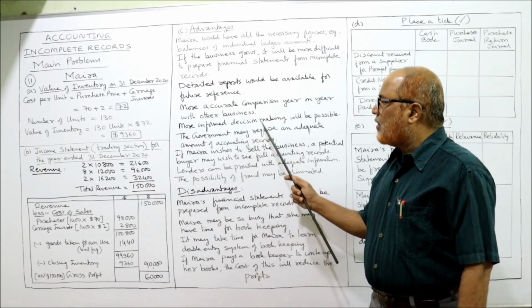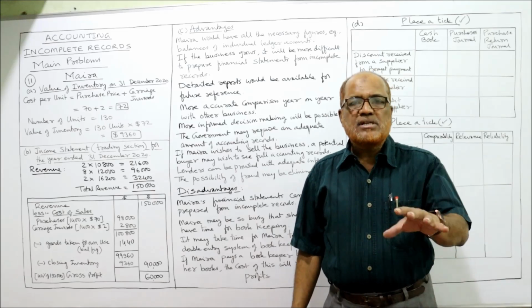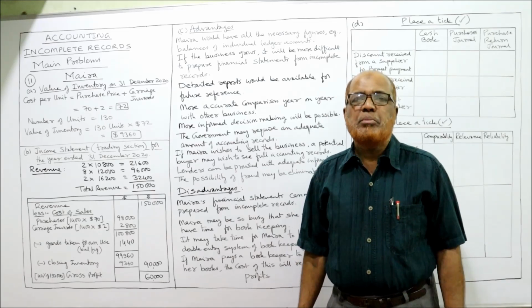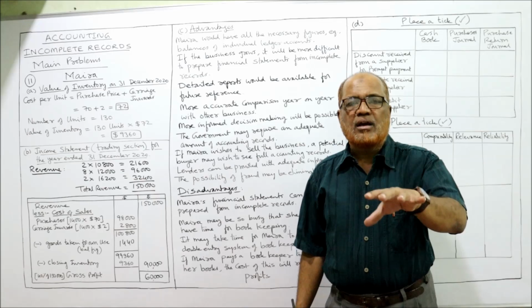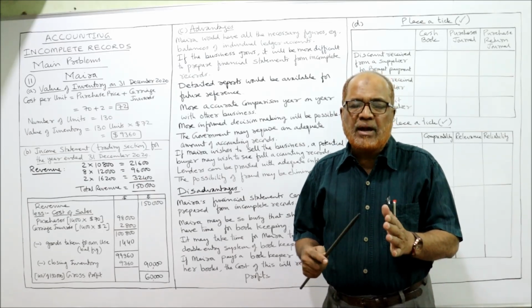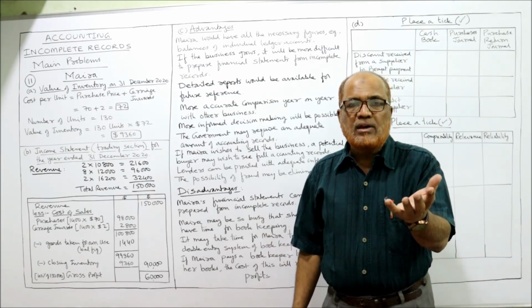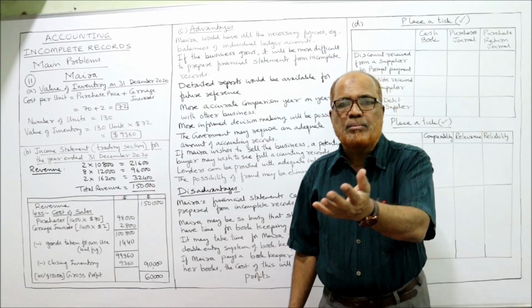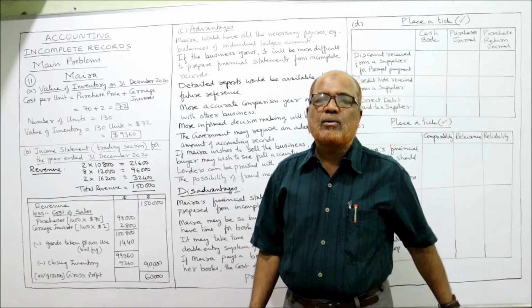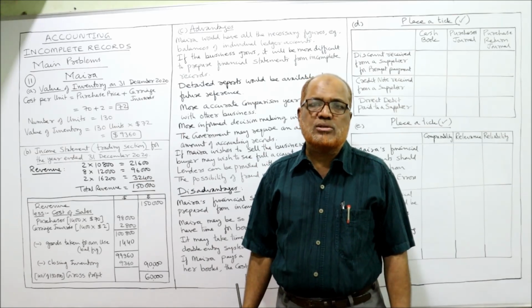More detailed, informed decision making will be possible. Another advantage is, business success depends on decision making, and decision making requires information. So if Myra maintains a complete accounting system, then good, valuable information will be provided, and by using that valuable information, Myra can take very good decisions.